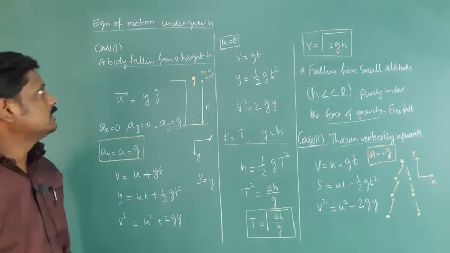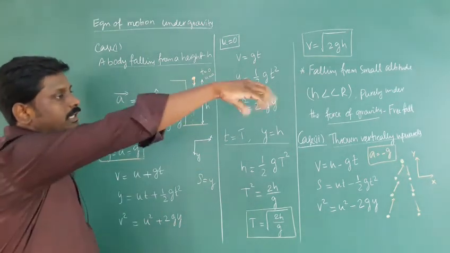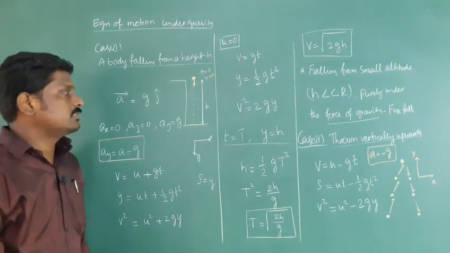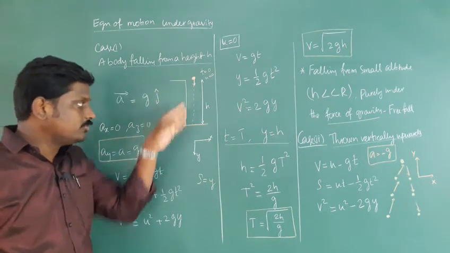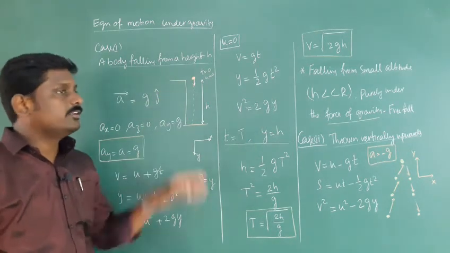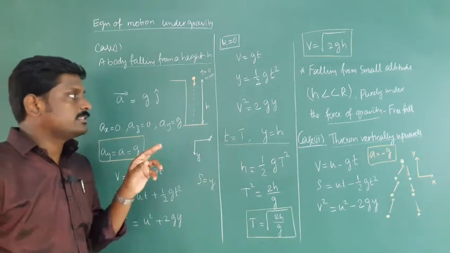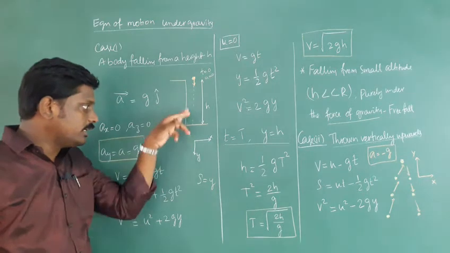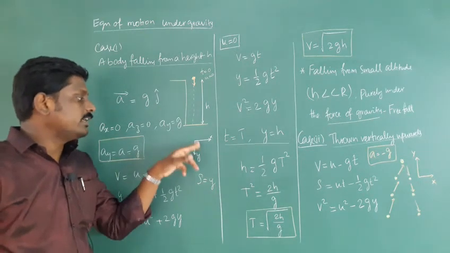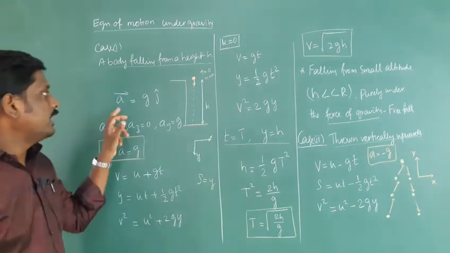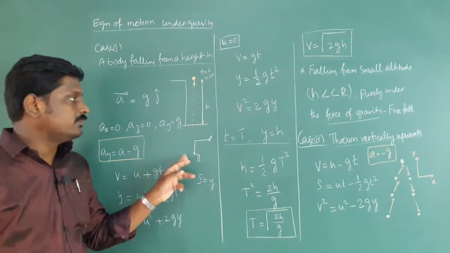In case 1, an object is falling from a certain height h. I am releasing an object from a certain height h. The object is moving towards the earth due to the acceleration due to gravity of the earth, so a is equal to g. Consider an xy coordinate system. The object is moving in the downward direction, so it is negative y, but for convenience we take it as positive y. So a is equal to g j cap, where j cap represents the y direction it moves.